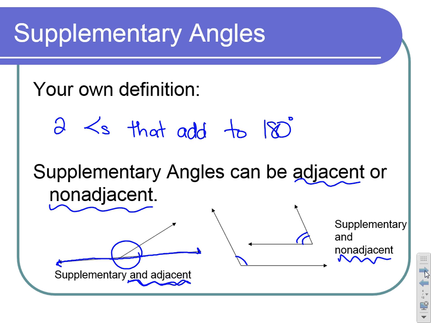So supplementary: two angles that add to give you 180, and they can be adjacent, which just means they're right next to each other. They share that common ray. Or they can be non-adjacent, so they don't technically have to touch, but they still form 180 degrees.